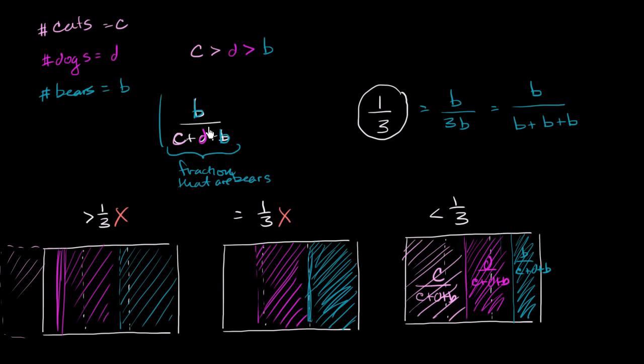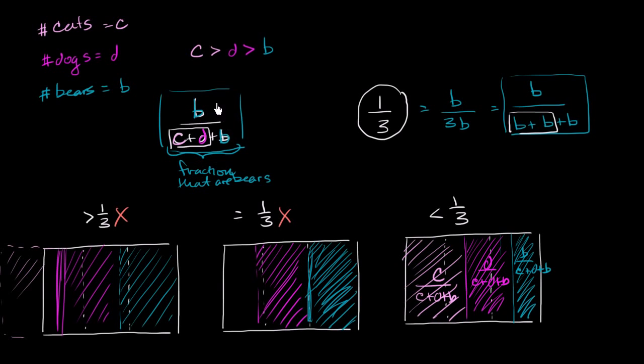The only difference between this expression right over here, b over c plus d plus b, and b over b plus b plus b, is that our denominators are different. And the only difference in our denominators, this denominator has a c plus d here, while this has a b plus b over here. Now, we have to ask ourselves a question. What is larger? Is c plus d larger than b plus b? And I encourage you to pause that and think about that for a second.